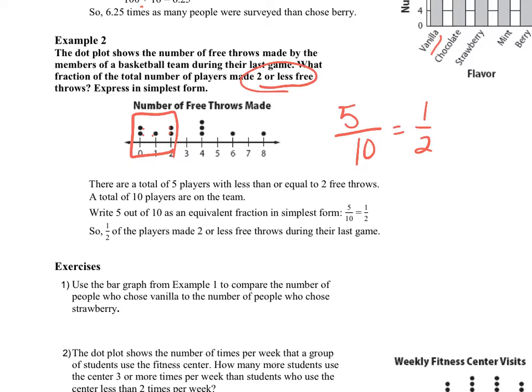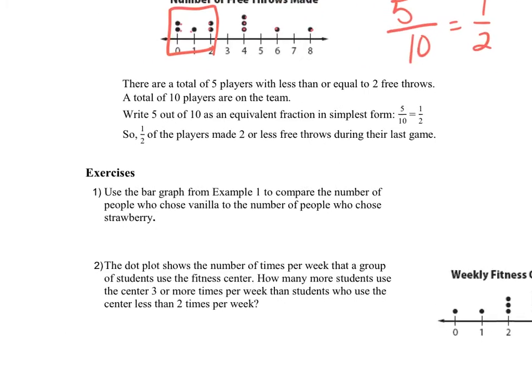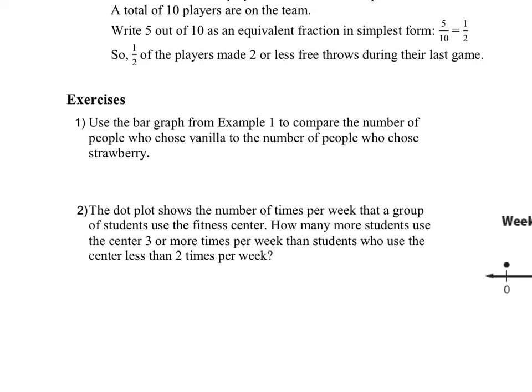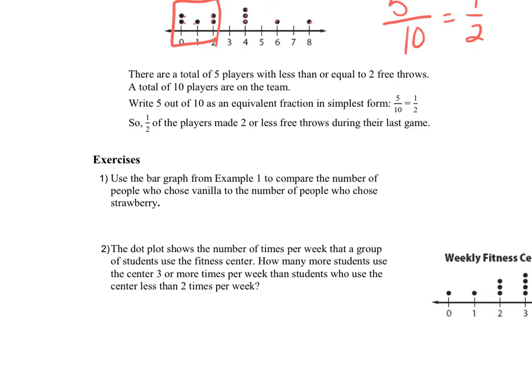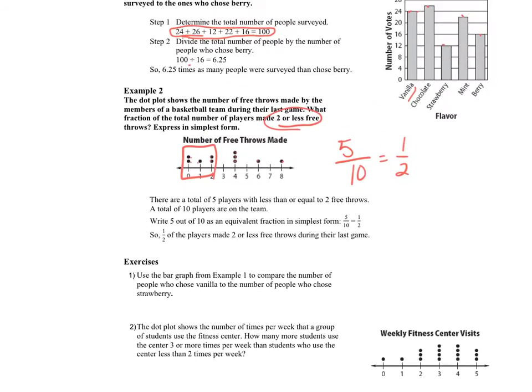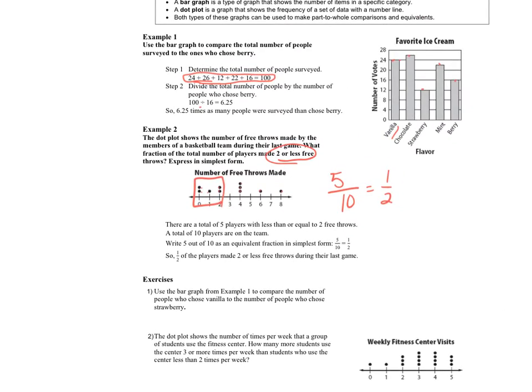Okay, so they got 10 by adding up the 5 here and then these 5 right here. That's a total of 10 players that happens. Do y'all see where they're getting that information from? Okay. It says use the bar graph from example 1 to compare the number of people who chose vanilla to the number of people who chose strawberry. So we're going to go with vanilla first. So vanilla is 24 out of 100. And then I'm going to figure out strawberry. Strawberry is 12 out of 100.